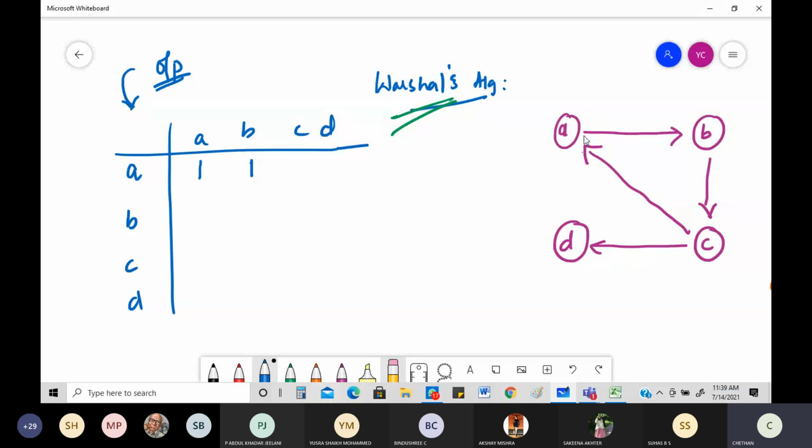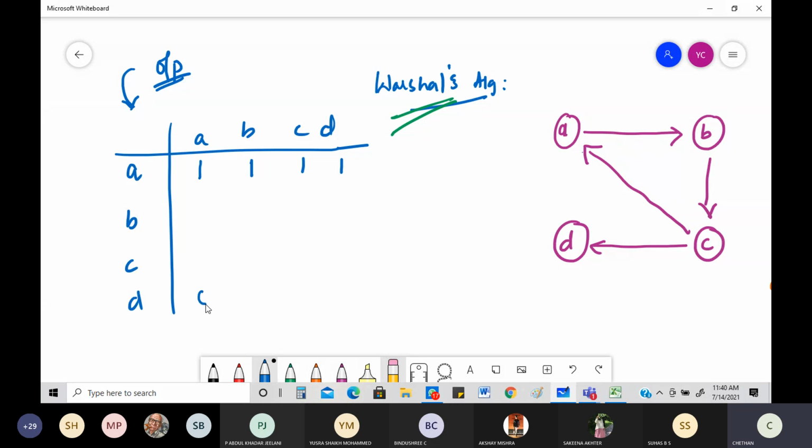D to A, is it connected? Check with regard to D. Why am I talking about D? Because from D, no connections are there. So only with D, you are only going to get all zeros. From D, is there anything that is going? No. What is going to happen? D to A, 0. D to B, 0. D to C, very much 0. D to D, not at all possible, 0.